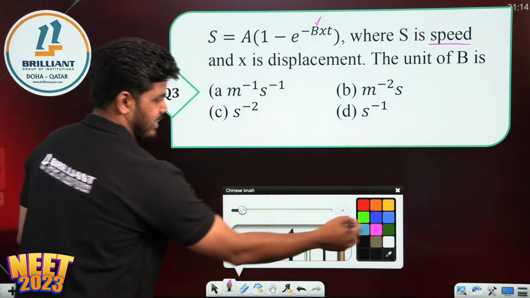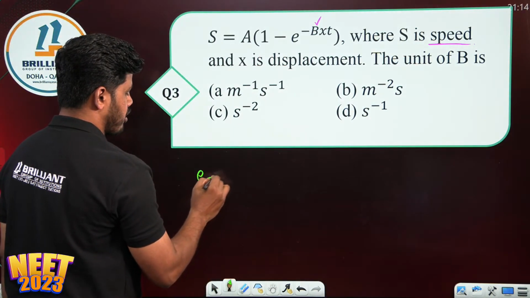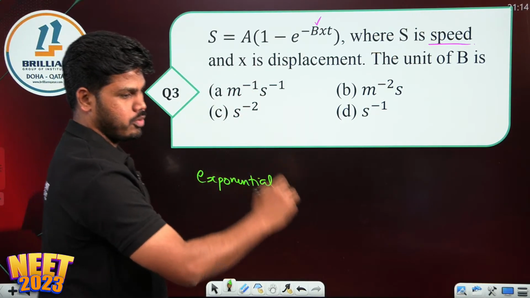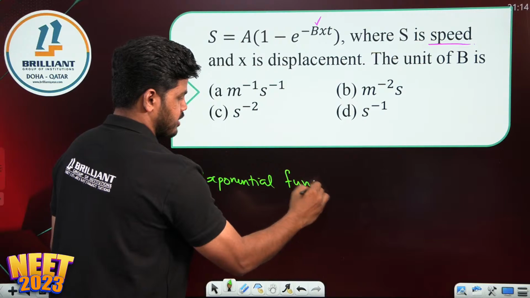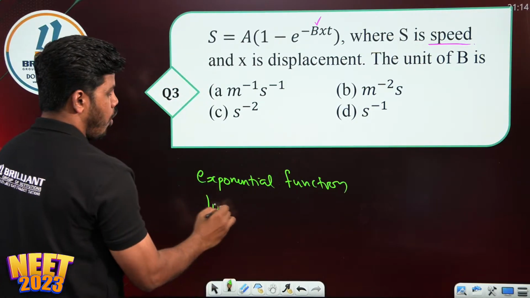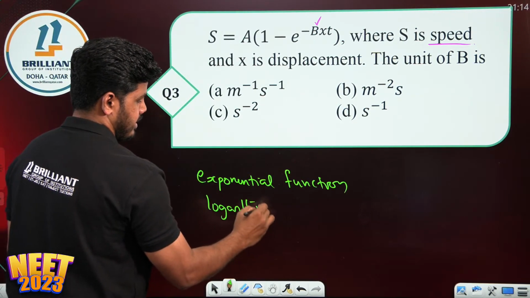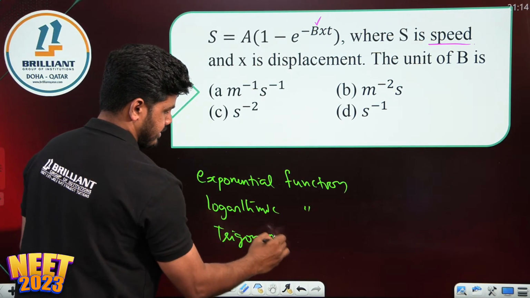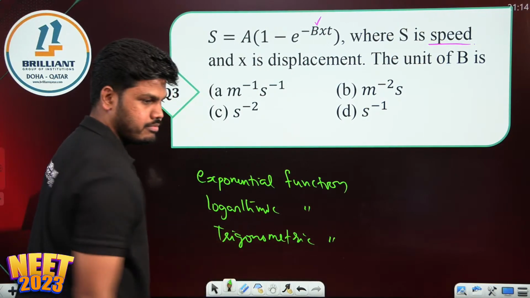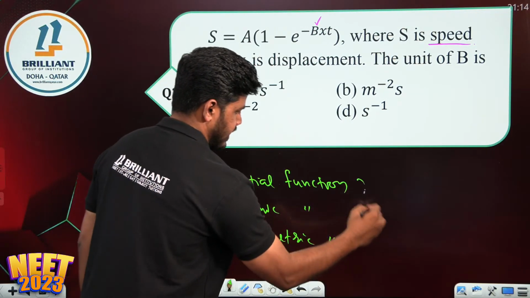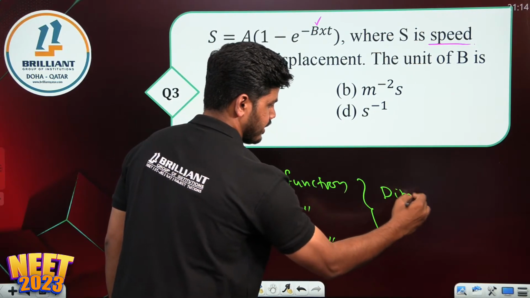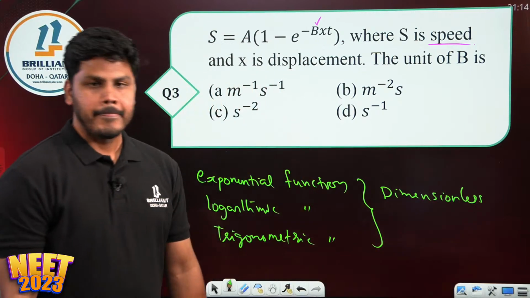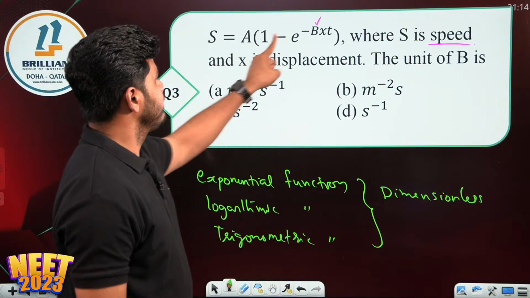When you get e raised to x, an exponential function, what comes to your mind? What about exponential functions? Exponential functions, logarithmic functions, trigonometric functions. All these are dimensionless quantities, right? They don't have any dimensions. So we have an exponential function in this equation.